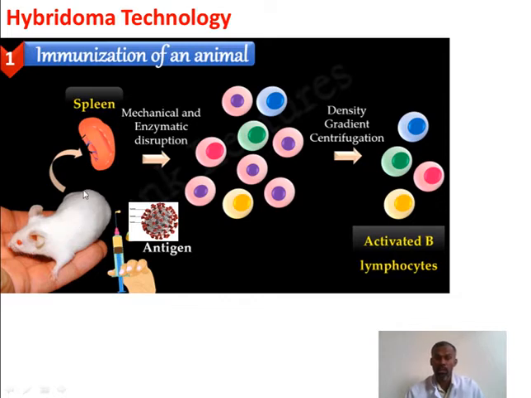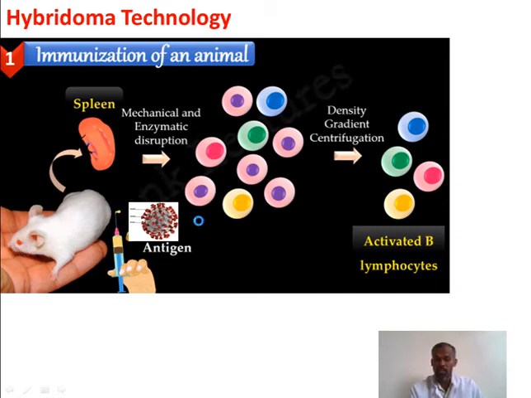produces activated B cells, and the B cells mature in the spleen. If you take the spleen from this animal and crush it, you can get the B cells, and you can isolate activated B lymphocytes which produce antibodies against this antigen, the coronavirus. All these B cells produce many types of antibodies, so we get polyclonal antibody against this virus.